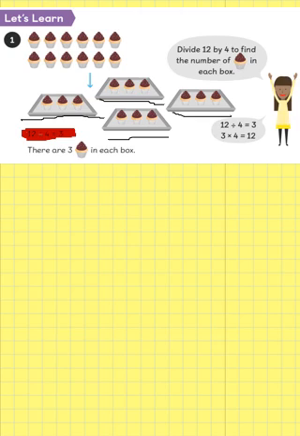Have a think about if you had 4 more cupcakes. If you had 16 cupcakes in total, how many cupcakes would there be in each box then? Have a pause and see if you can have a think.